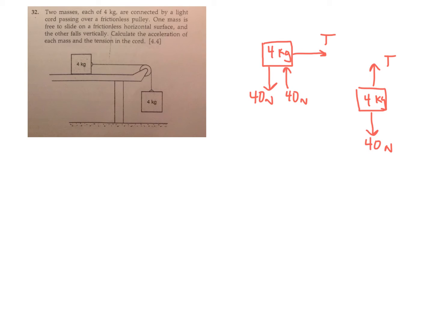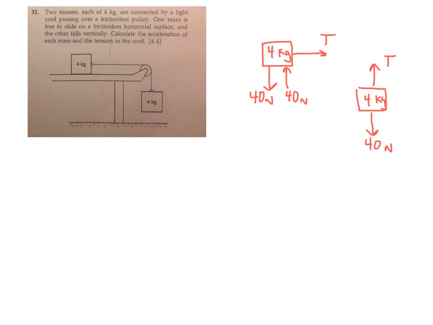It says to calculate the acceleration of each mass and the tension in the cord. Well, they're each going to have the same acceleration. One's down and one's to the right, but the same magnitude. And the other principle here is that we're assuming a massless rope and a frictionless pulley. It says light cord. So we're taking a lot of simplifications that later on we may factor in that will make the problem much more difficult. But for now, F net equals ma on each of these two masses.